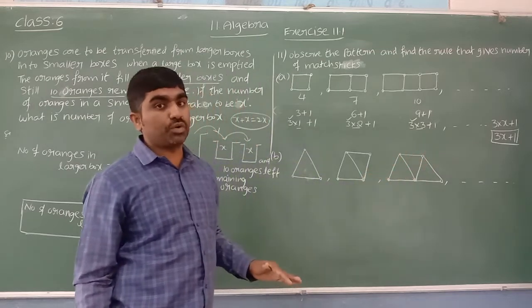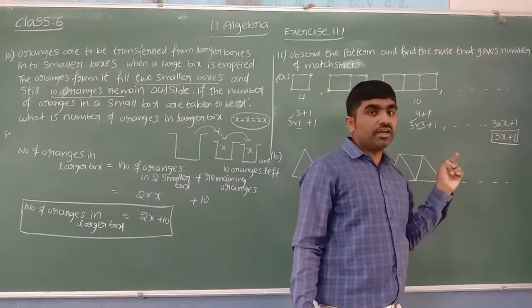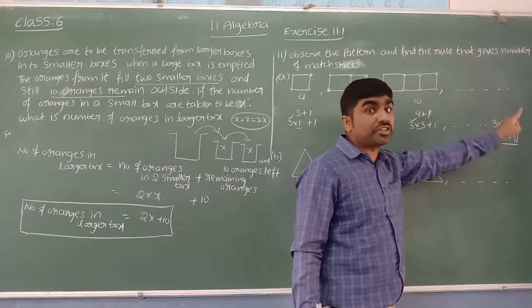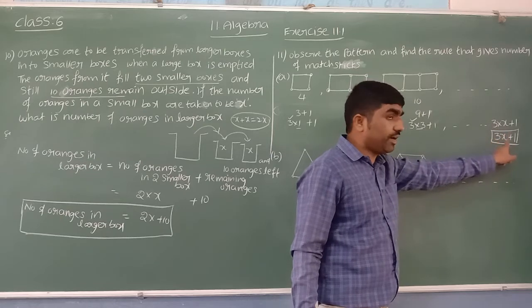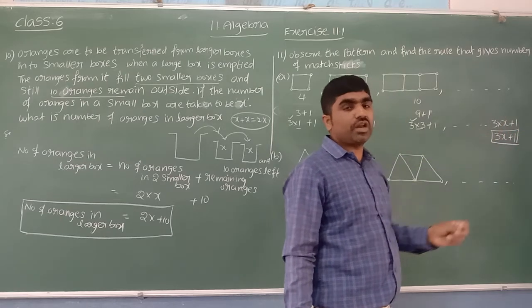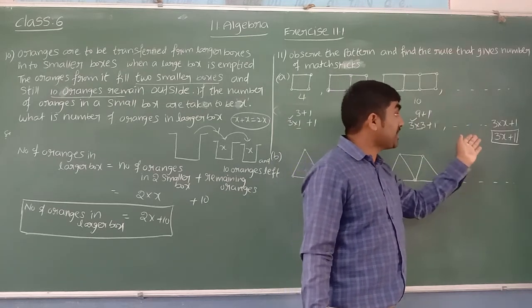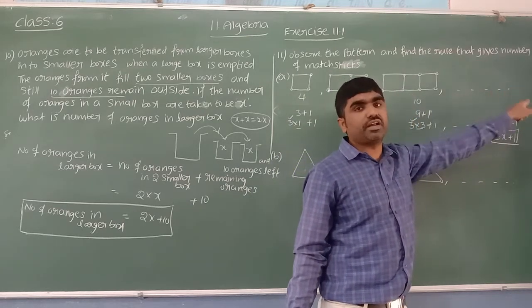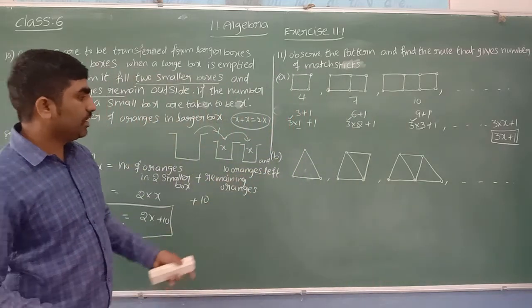So with the help of that rule, we can find not only the fourth figure, if you continue this pattern, we can also find how many matchsticks are required in the 100th figure. x equal to 100, 3 into 100, 300 plus 1, 301. So without drawing the figures, we can tell how many matchsticks are required in the 100th figure with the help of this rule. Let us see one more.